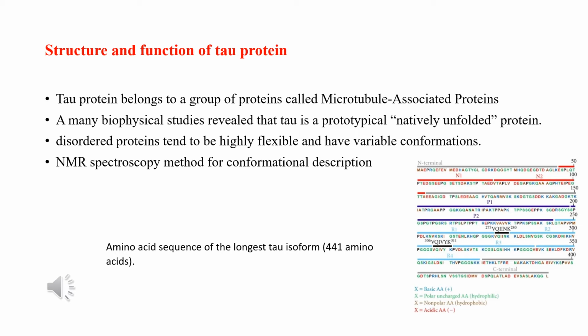Tau protein belongs to a group of proteins called microtubule-associated proteins. It is famous for being heat-resistant and limitedly affected by acid treatment without loss of its function. This property observed in tau is due to a very low content of secondary structure, and many biophysical studies reveal that tau is a prototypical natively unfolded protein.